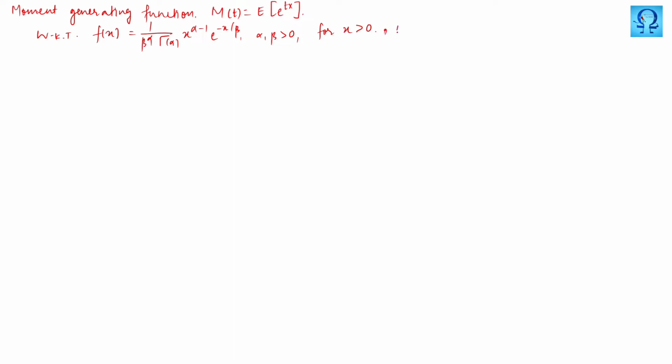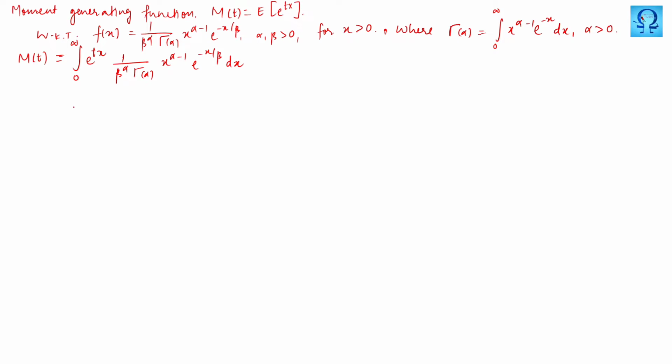And one more thing, what is gamma of alpha? It is the integral from 0 to infinity of x to the power alpha minus 1 e to the power minus x dx, for alpha positive. This is our gamma function. Now let us come back to the moment generating function M of t, which is defined as the expectation of e to the power tx, that is the integral from 0 to infinity of e to the power tx, times our f of x, 1 upon beta to the power alpha, gamma of alpha, x to the power alpha minus 1 and e to the power minus x upon beta dx, isn't it?